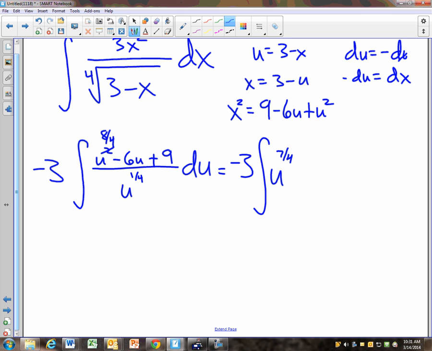Not yet. We have to first write it as a polynomial. We have no idea how to do that. So let's write it as a polynomial. This is u to the 1, or 4/4. So what's 4/4 minus 1/4? So minus 6u to the 3/4 plus, or this is like 0/4 for an exponent there. 0/4 minus 1/4 is negative 1/4, right? So I'm going to write it as 9u to the negative 1/4 du. I have to write the du because I haven't taken the antiderivative yet.